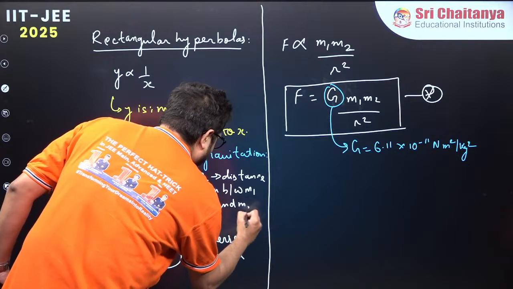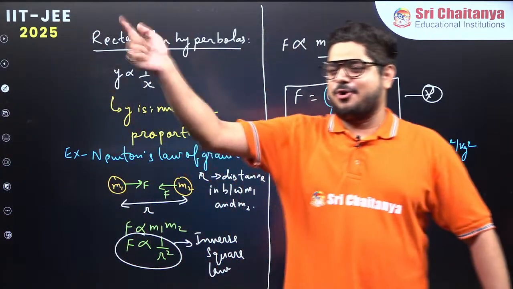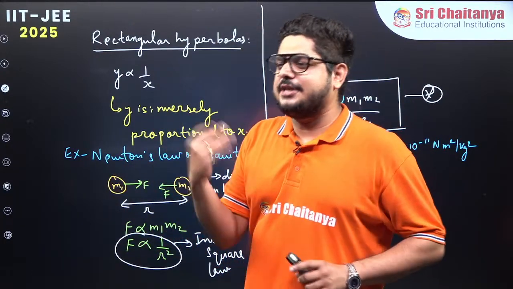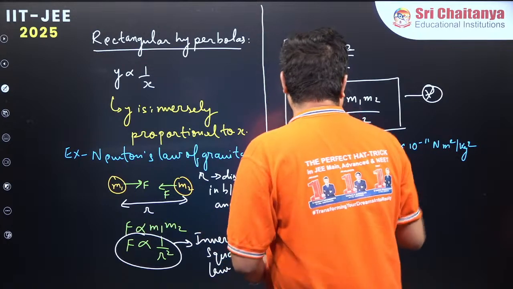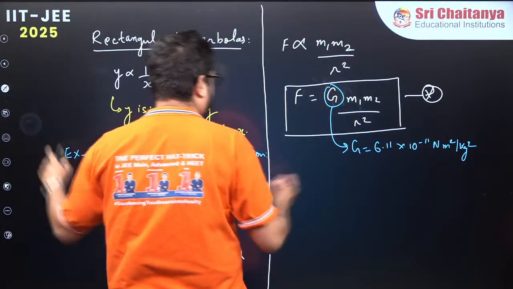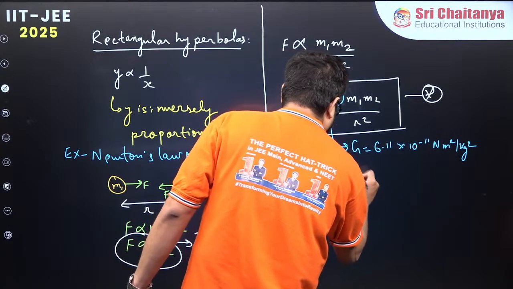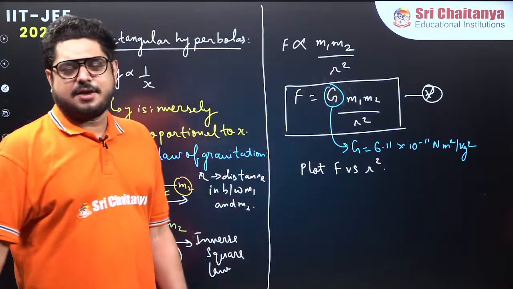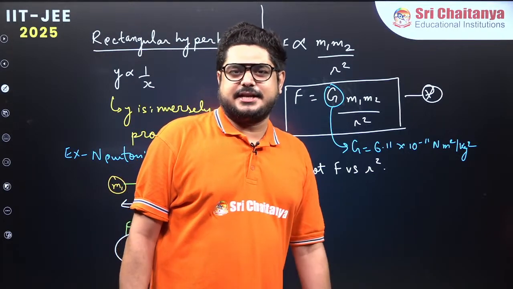Okay, so now Naruto asked me this question, and another person named Zombie Slayer also asked me this question: sir, how are we supposed to know the nature of the graph? If you are being asked to plot the gravitational force versus R square, that is, F versus R square, then what's going to be the nature of it?